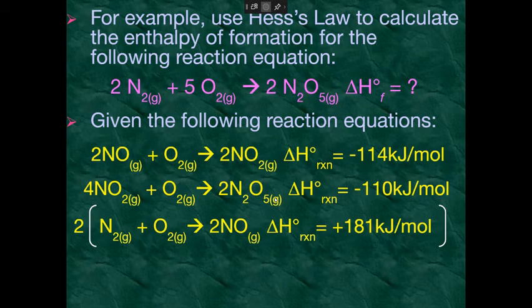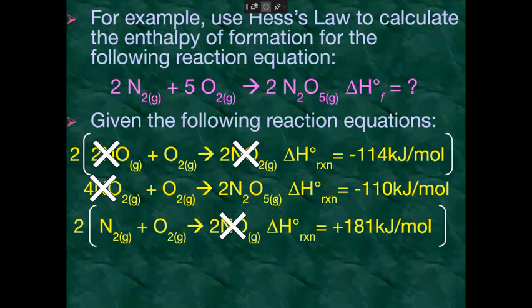And the things that I don't need, you can see I've got 4 NOs in the third reaction that I don't need at all. It's not my target reaction at all. So let's take equation 1 and multiply that by 2 also. Now we've used all 3 reactions only once. Let's see if we can cancel out the things we don't need. Those cancel. 4 NOs and 4 NOs. Those cancel.